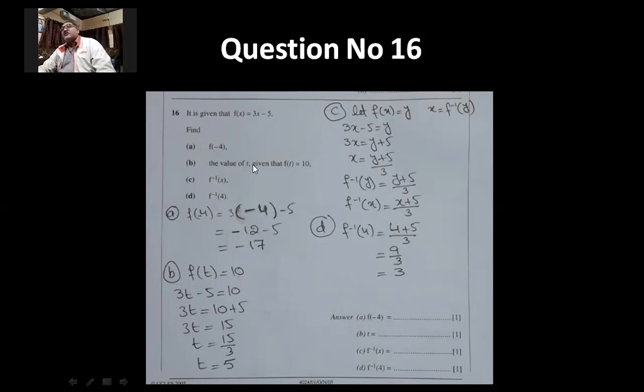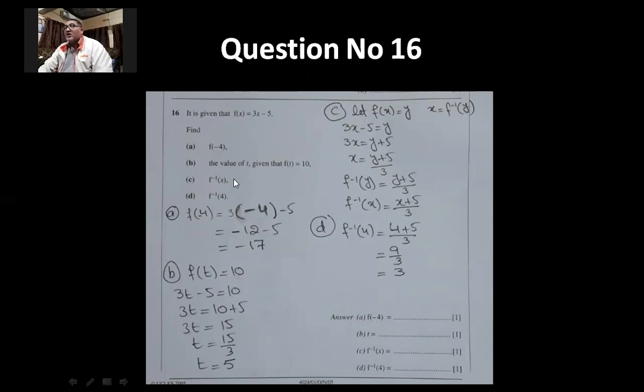The B part is find the value of t when f of t is equal to 10. f of t equals 10 means put t in the place of the variable. So we will have 3t minus 5, and it says it will be equal to 10. So 3t will be equal to 10 plus 5. 3t will be equal to 15. t will be equal to 15 divided by 3, and t will be equal to 5. So this is how this is done.